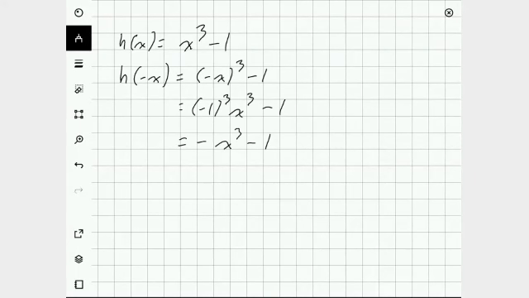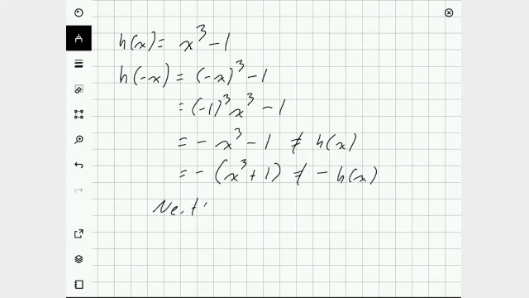We have a negative in front, but if we try to factor out the negative in this case, we would end up with x cubed plus 1. So this is not h of x, and this is not the opposite of h of x. This function is neither even nor odd.